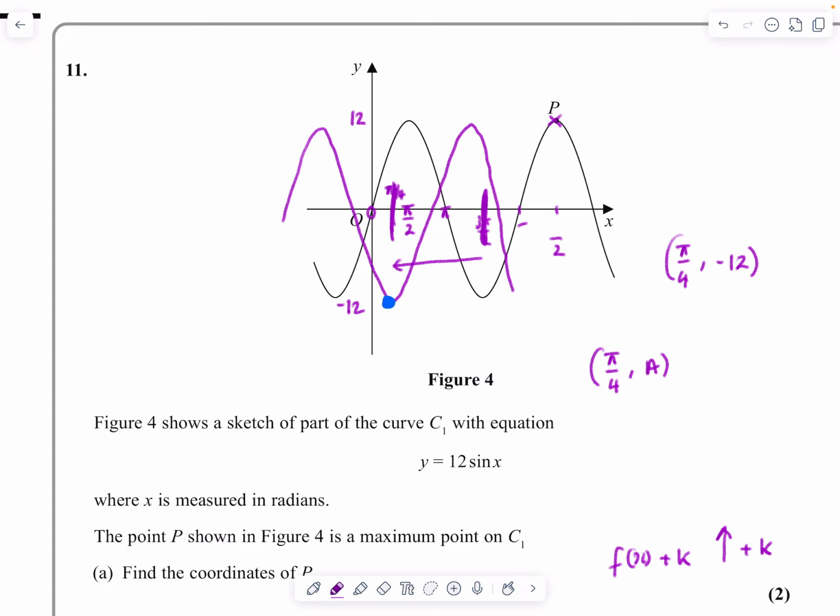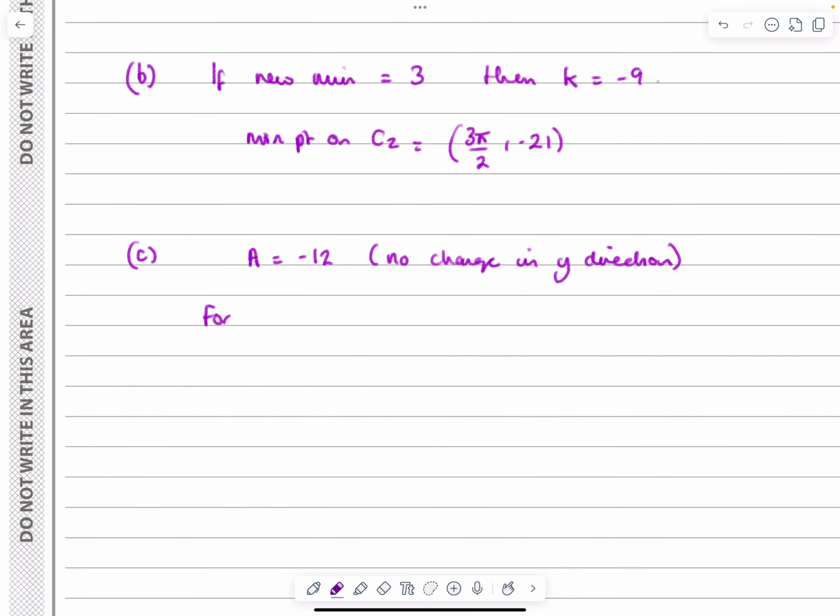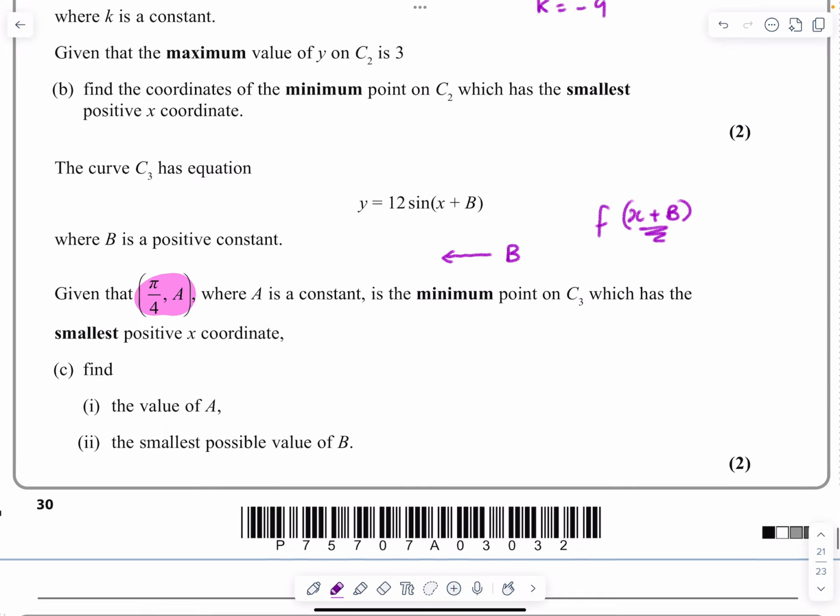So if I want to work out what that distance is for b, we've just got the difference between 3 pi over 2 and pi over 4. And if you work that out on your calculators, that works out to be 5 pi over 4.